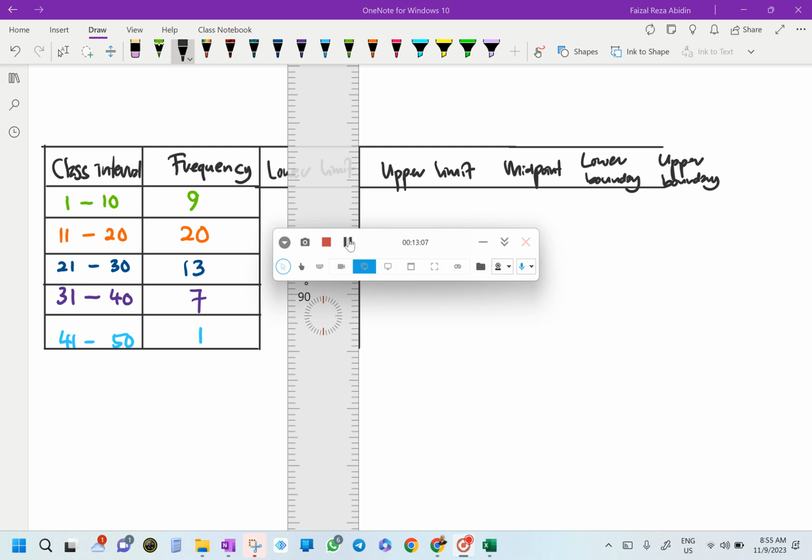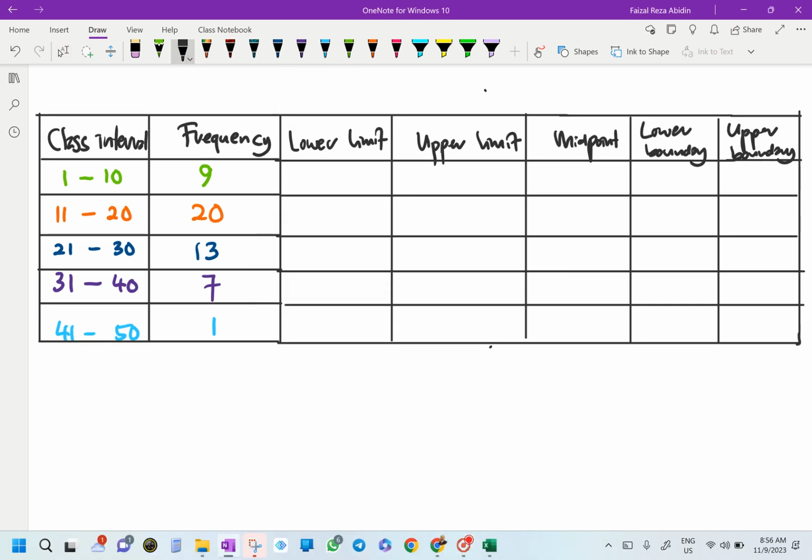Wait. Okay, now finished. We constructed our lower limit, upper limit, midpoint, lower boundary, upper boundary. Okay. For those who were absent on that day in my class, not absent in the school.